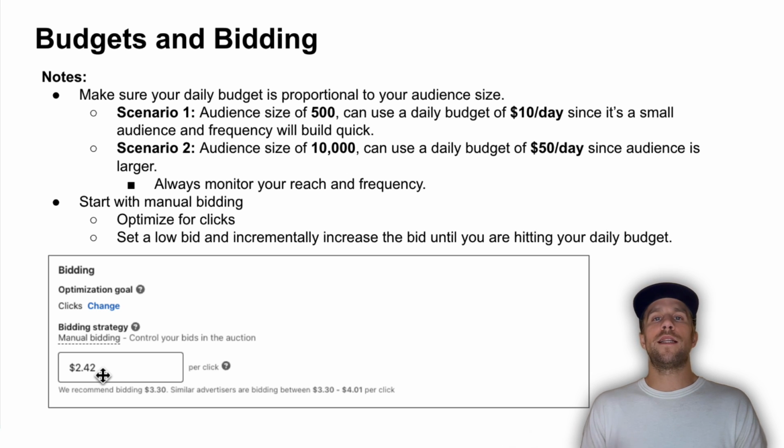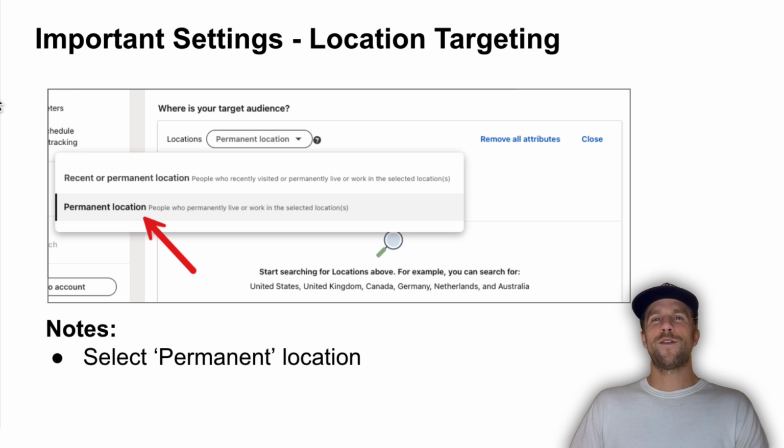And you'll typically see lower CPCs and CPMs using this method compared to using the other bid strategy options, like maximum delivery, which is going to try to spend all of your daily budget and typically has higher CPCs. So I always recommend starting off with manual bidding in your campaigns. So now we're going to go over a few important settings that you always want to check before you launch your campaigns. So the first one is location targeting.